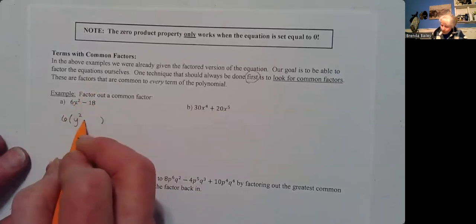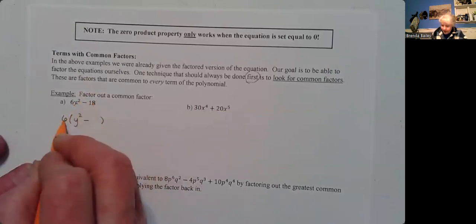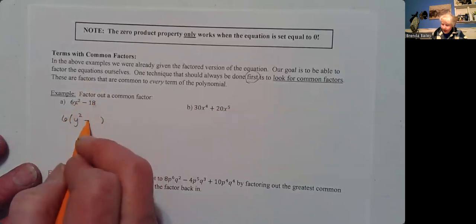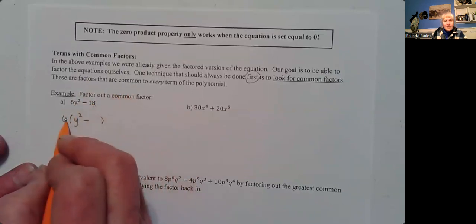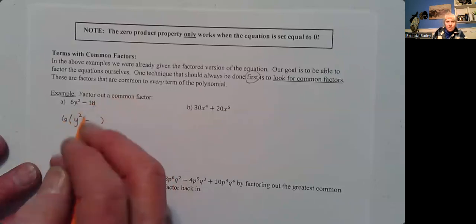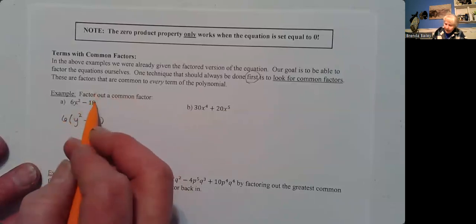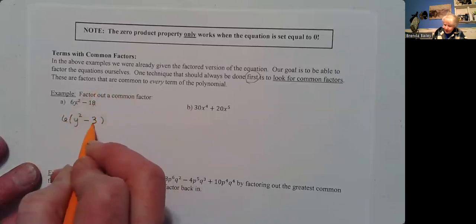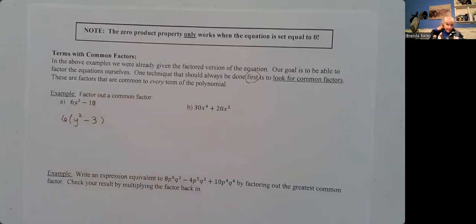Now, what do I multiply the 6 by to get the minus 18? Well, 18 divided by 6 is 3. So you can use division to tell you what you'll be multiplying by. 18 divided by 6 is 3. So 6 times a minus 3 is minus 18. And you're done. You're done factoring that one.